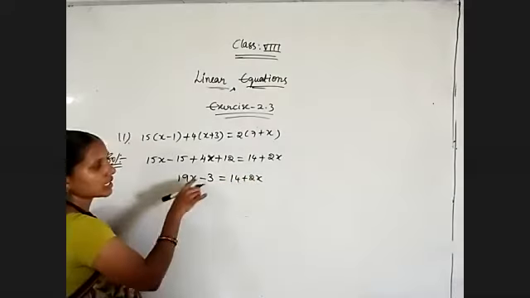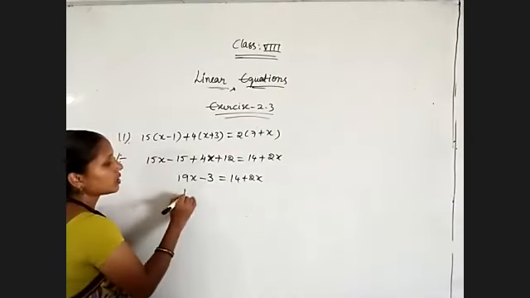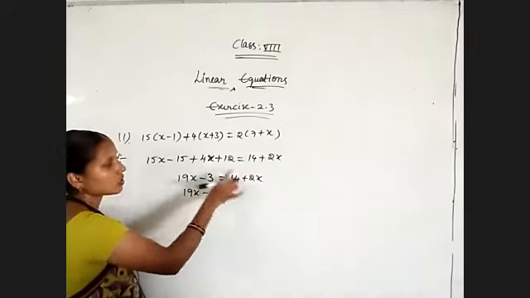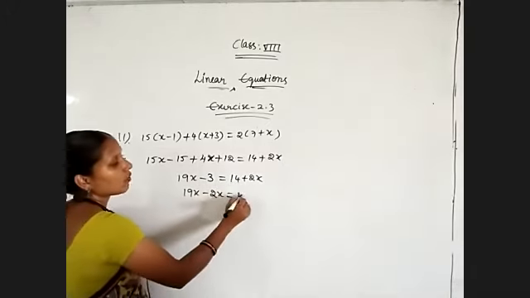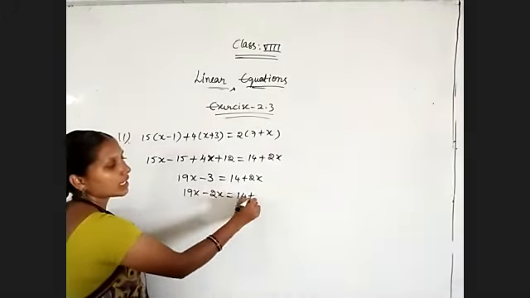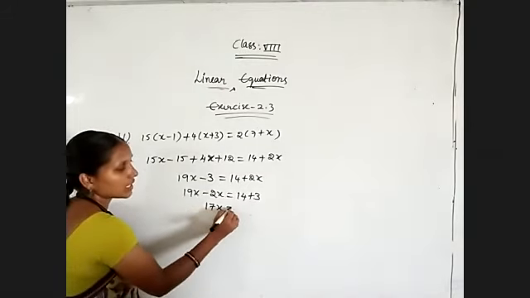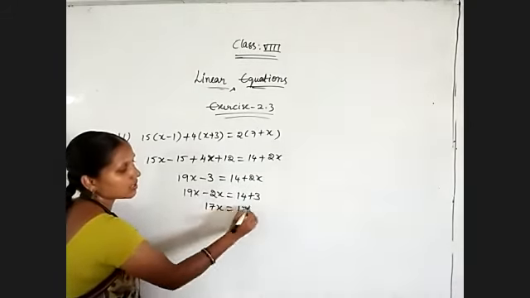X terms bring this side, constant terms bring that side. 19x minus 2x, because plus 2x is here, so by bringing this side, minus 2x. 14 minus 3, by bringing that side, plus 3. So 19x minus 2x is equal to 17x. 14 plus 3 is equal to 17.